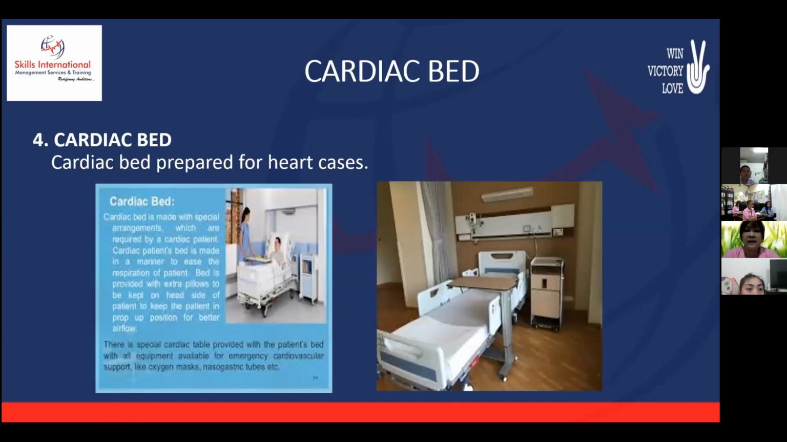Number 4, we have the cardiac bed. Cardiac bed, we prepare it for those patients who have heart cases. Just like what you see in the photo below, on the right side, you can see a cardiac table. We call it the food tray, the food table. Why do we need the food table? We will come to know what is the purpose of this one as we prepare it for a cardiac bed.